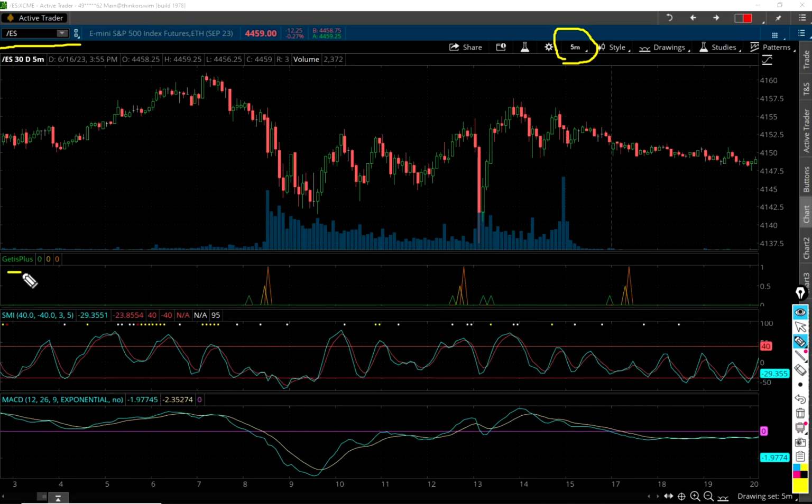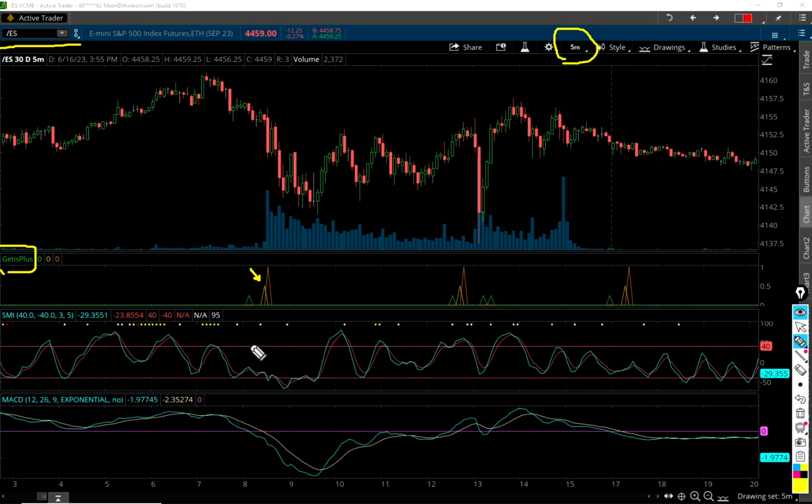So here's the Getis Plus indicator, and this is an indicator that I created. For now, we're going to ignore the little green triangle and the big orange triangle. We're just going to focus on this yellow triangle. This is telling us that there's a possibility for a trade, an opportunity for a trade that's going to happen pretty soon. That's what this really means. It's telling us there's a decent probability that there's going to be an upcoming trade.